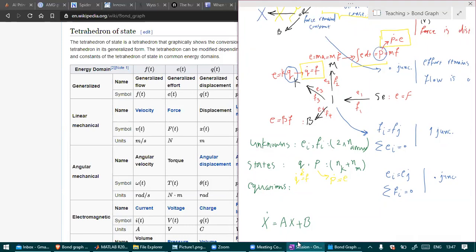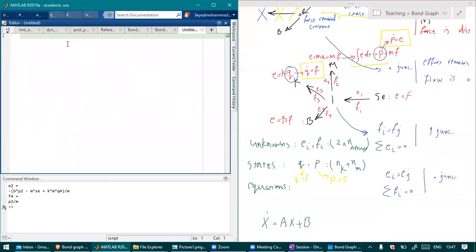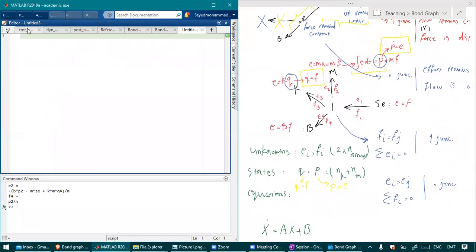Okay, let's write the equation. Let's basically solve this system then. I'm going to use MATLAB. If you have MATLAB, it will be good practice as well.